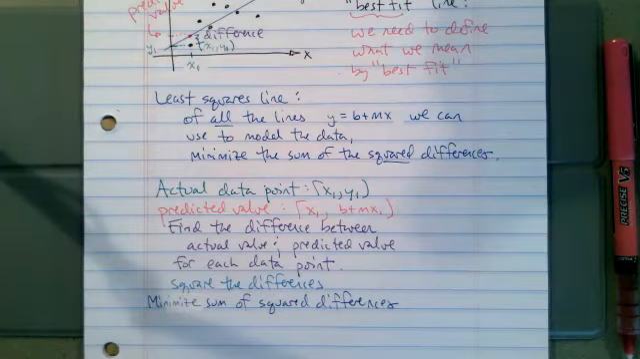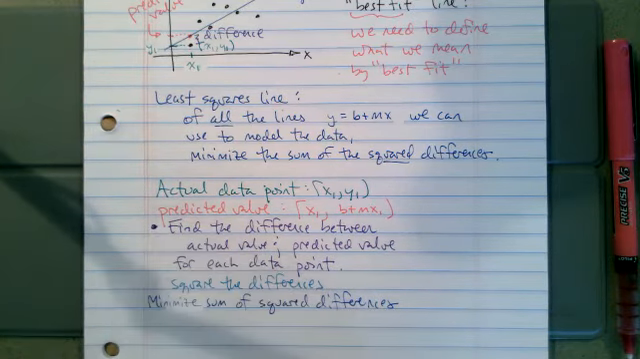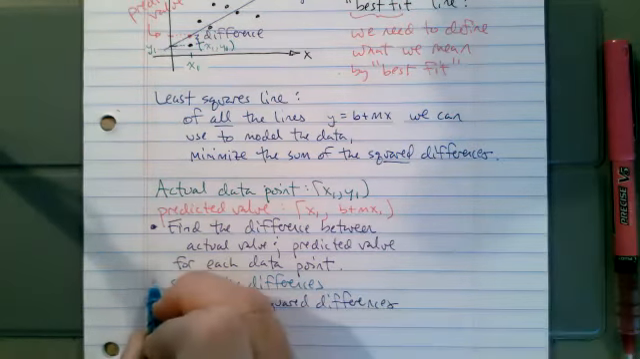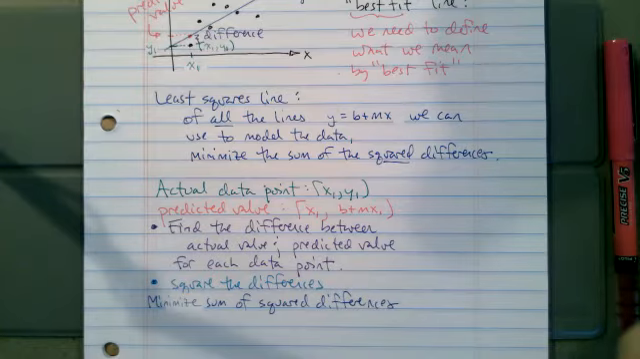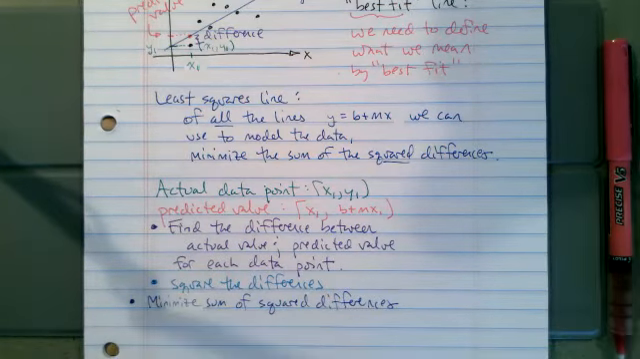So that's the process. We have an actual data point and a predicted value. Then for each of those points, we want to find the difference between the actual value and the predicted value for each data point. Then we're going to square the differences, square all those differences, and then add them up. We want to minimize that sum.